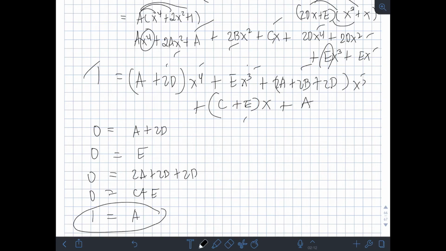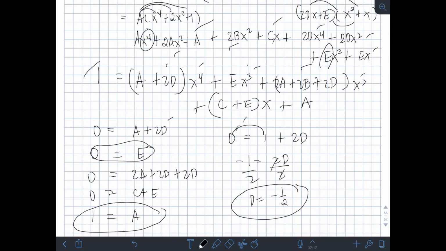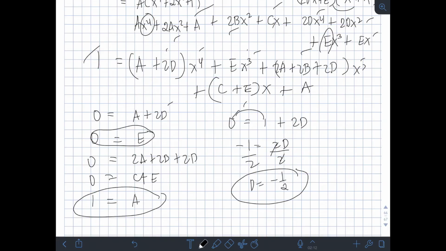Okay? Ngayon, para ma-solve si d, gamitin natin itong equation 1. So, 0 is equal to 1 plus 2d. So, transpose ko dito si 1. Negative 1 is equal to 2d. Divide both sides by 2. d is equal to negative 1 half. So, meron na tayong d. So, meron na pala tayong e na 0. Tapos, so pag sinubstitute natin itong e na 0 dito sa c plus e equals 0, therefore, c is 0 din. So, c is 0.